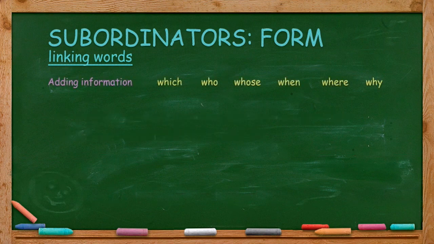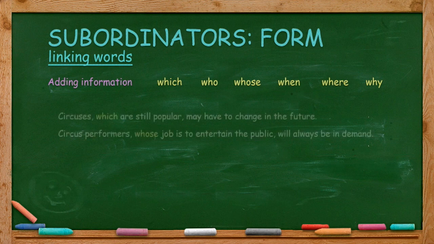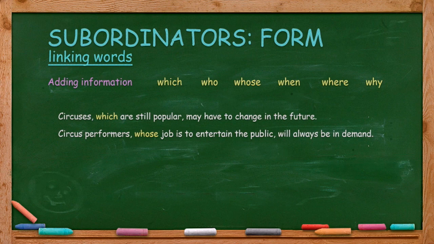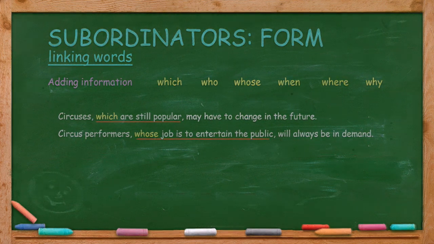Adding information. Which, who, whose, when, where, and why. Here are two sentences. Circuses, which are still popular, may have to change in the future. Circus performers, whose job is to entertain the public, will always be in demand. The clause which are still popular is giving extra information about circuses, and whose job is to entertain the public is giving extra information about the circus performers.